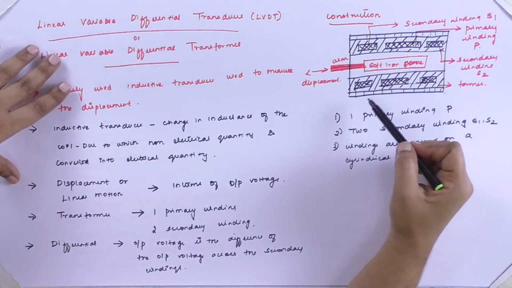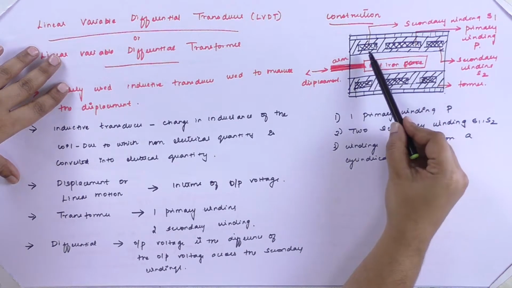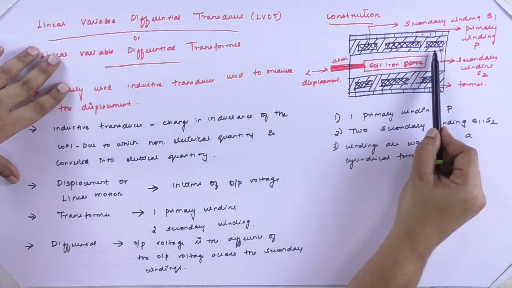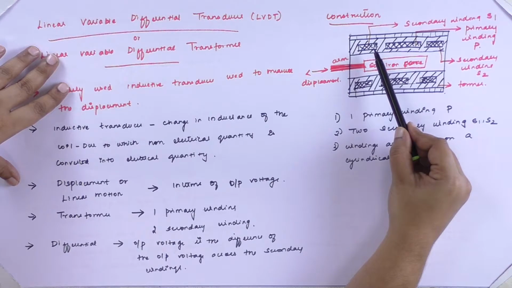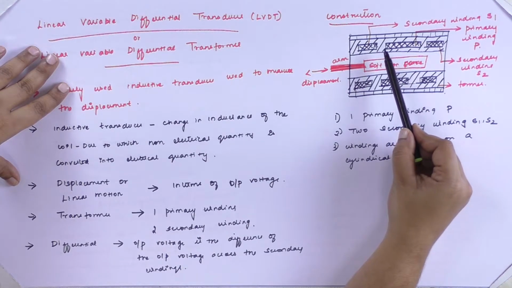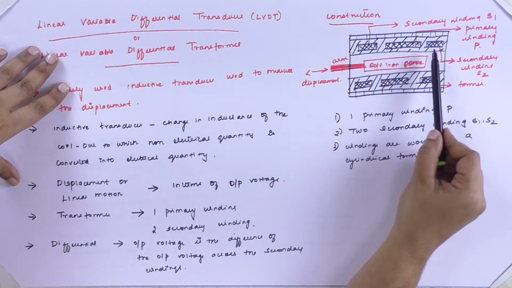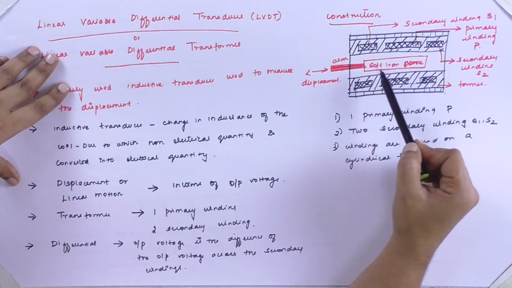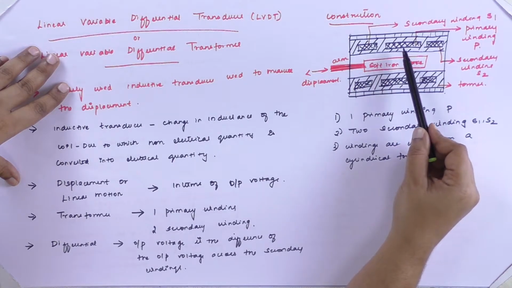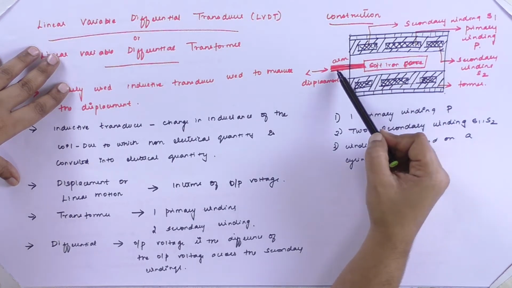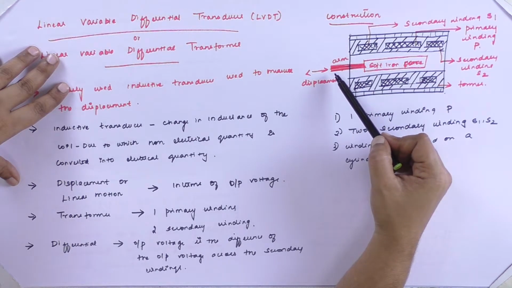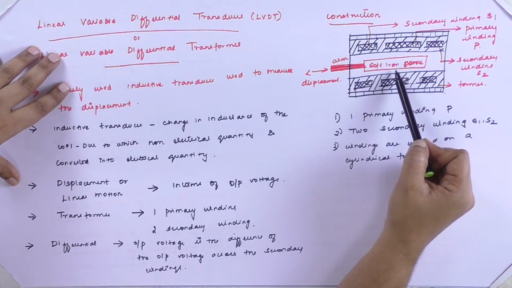Here in this diagram we can see the primary winding and the two secondary windings. The two secondary windings have an equal number of turns and are identically placed on either side of the primary winding. A soft iron core is placed between the primary and secondary windings, which is free to move, and it has an arm where the displacement to be measured is applied to the soft iron core.